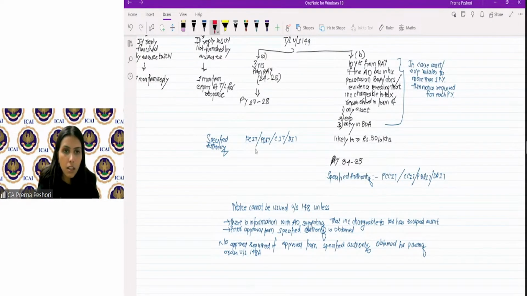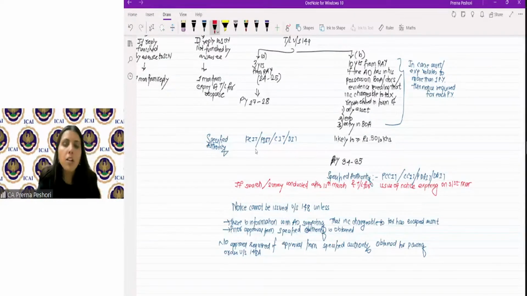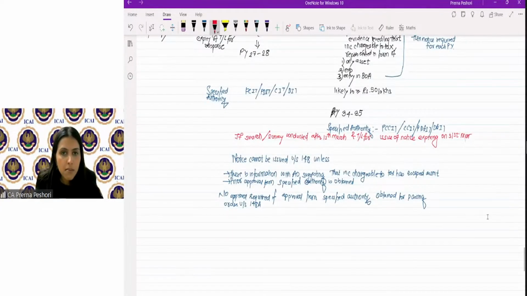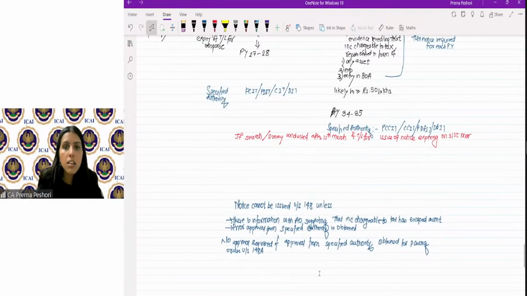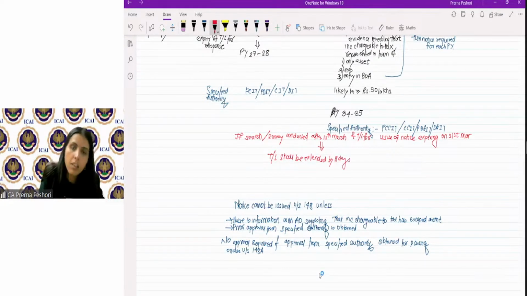If a search or survey is conducted after 15th of March, and the time limit for issue of notice is expiring on 31st of March, in this particular case the time limit shall be extended, and those 15 days shall be excluded. Okay?